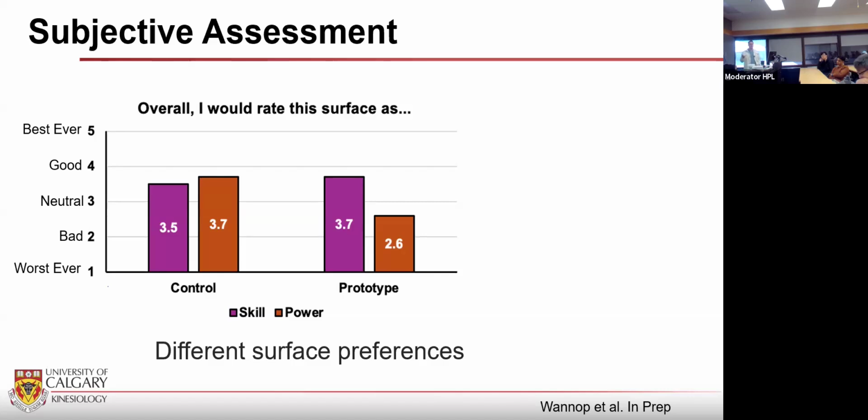And when we subjectively assessed their preferences in terms of the surface, for the control, the power players, so the O and D linemen, actually preferred the control compared to the skill players. And more particularly, when looking at the prototype surface, those power players actually had a negative subjective assessment of that surface. So they really didn't like that optimized surface.